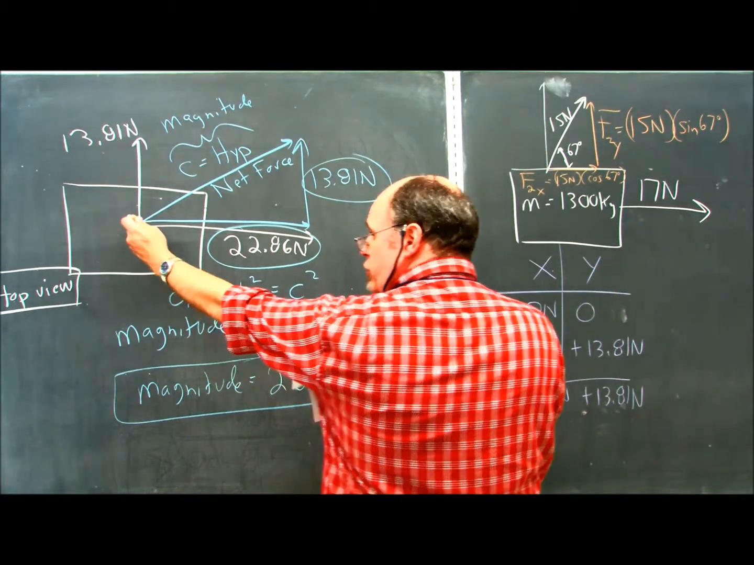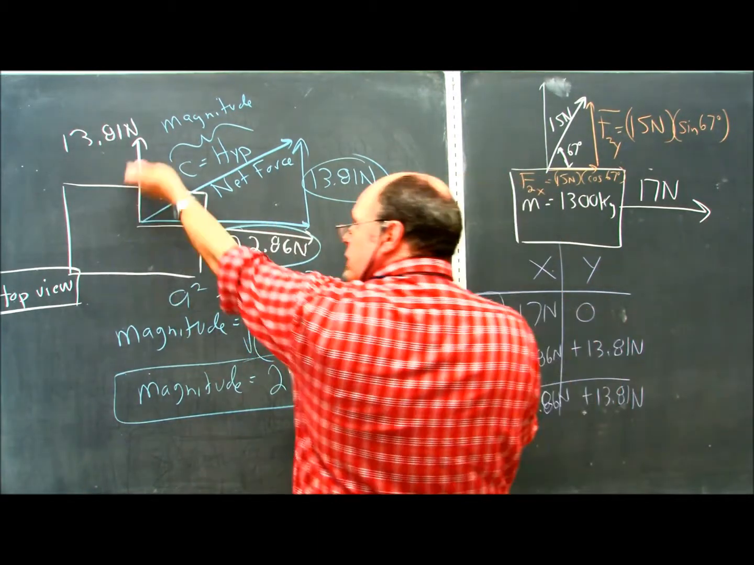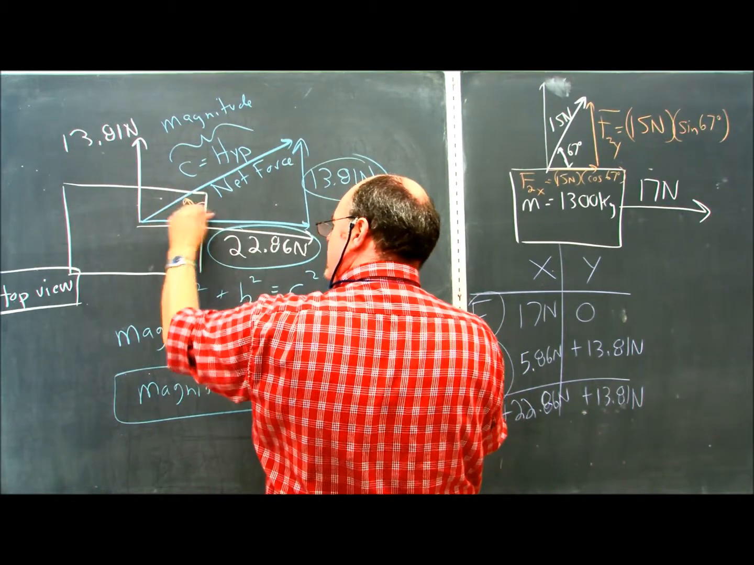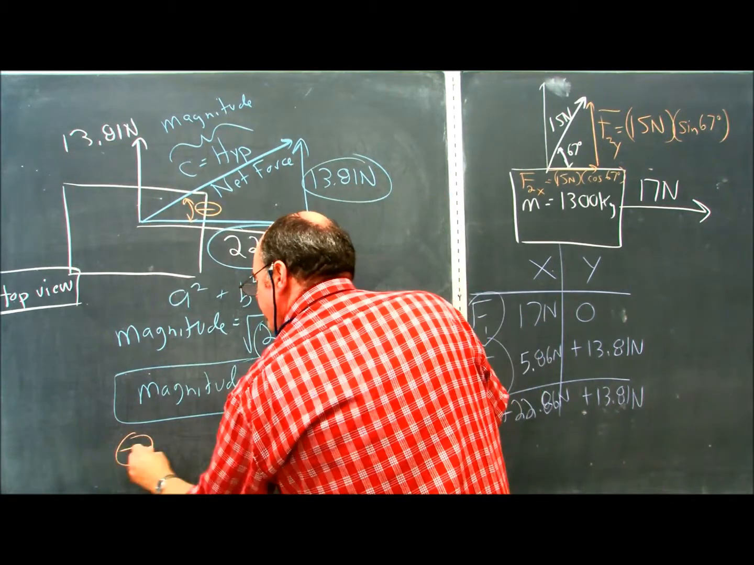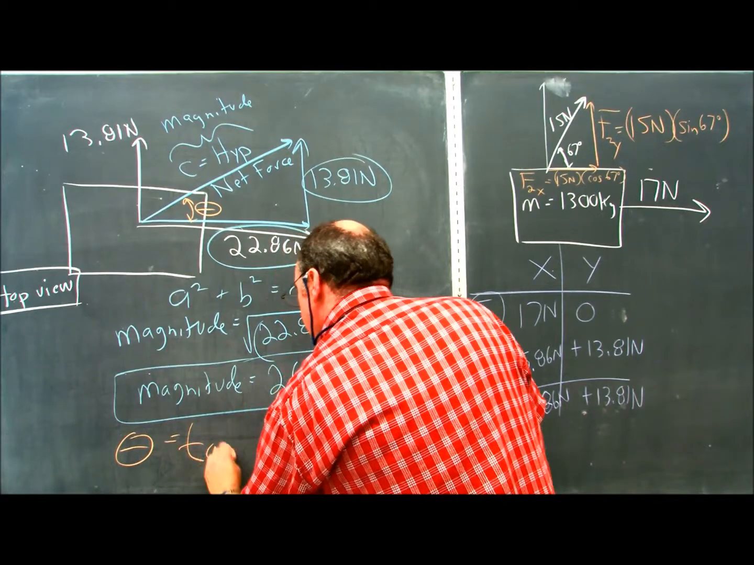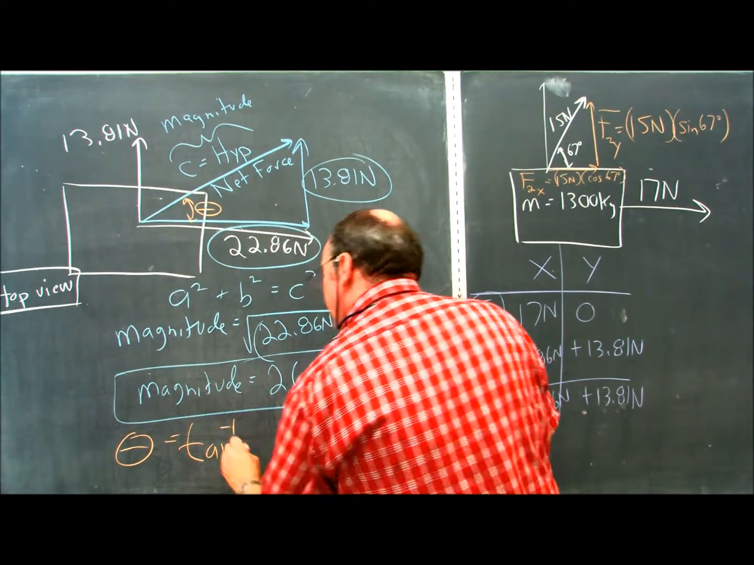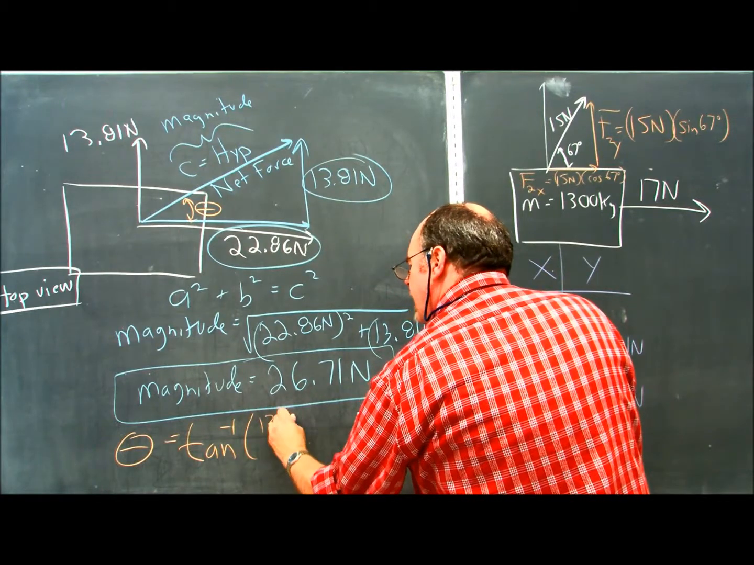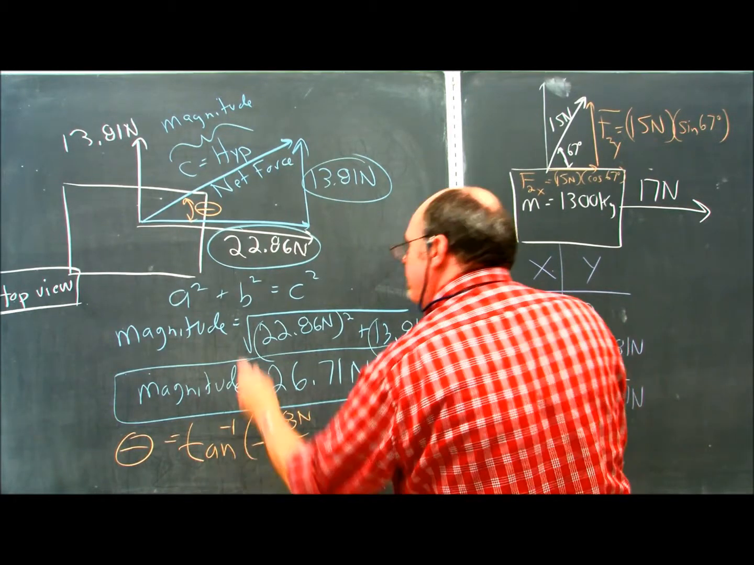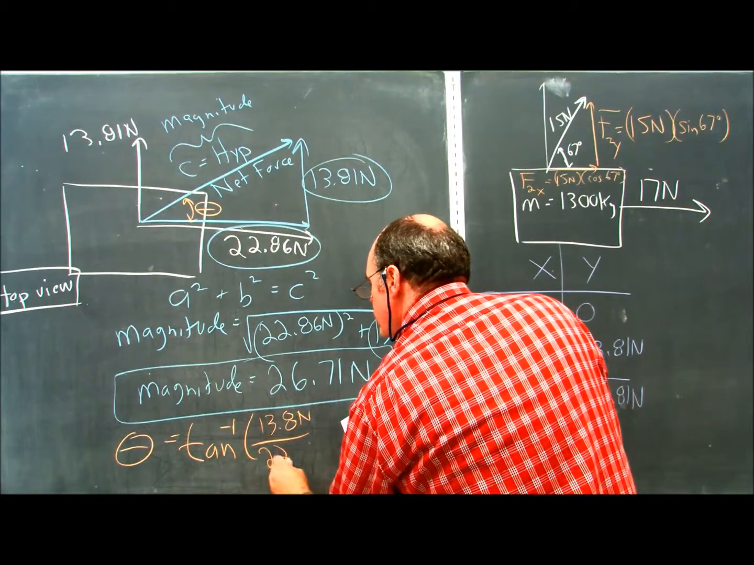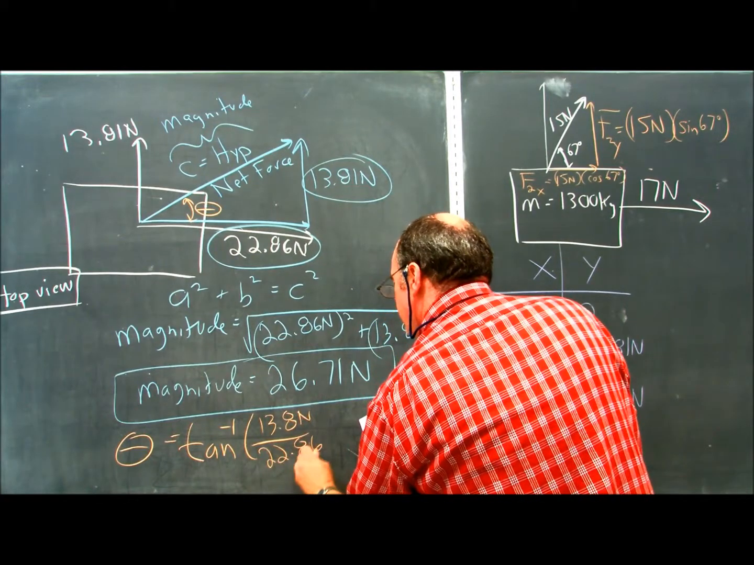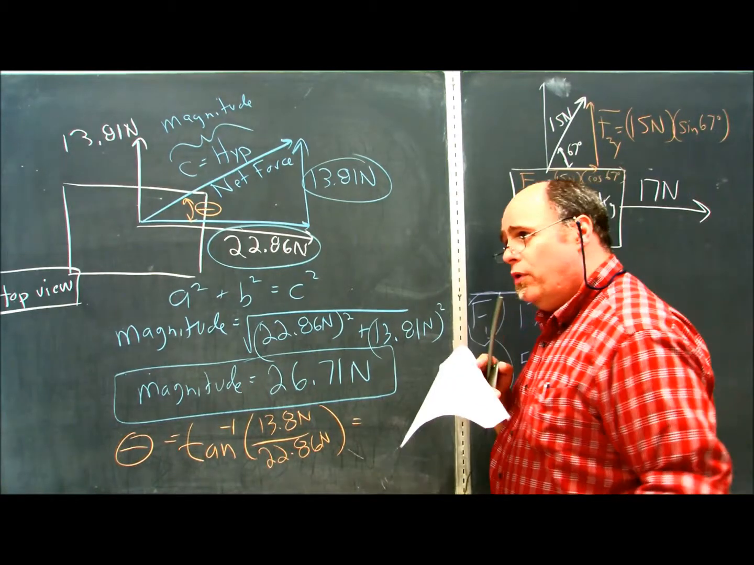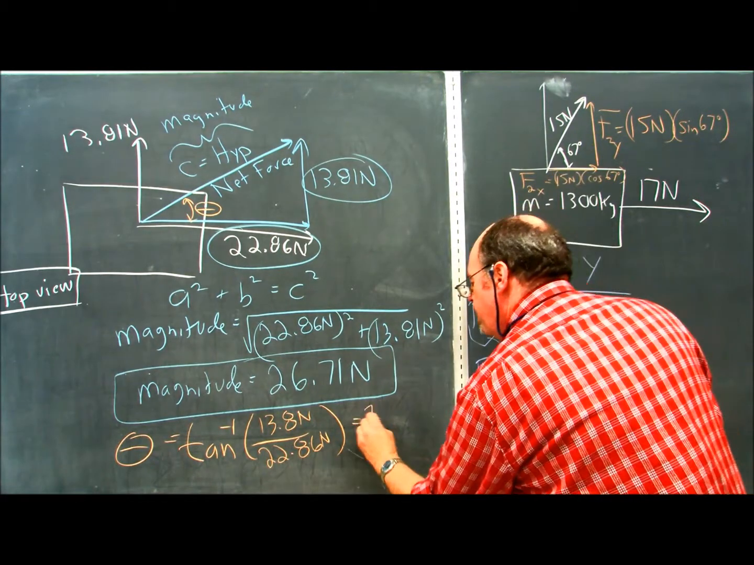Well, it's being pushed kind of a lot to the east and a little bit less going to the north, so it's going to be going this way. I'm looking for this angle in here. So you get the angle by saying the tangent inverse, or tangent minus 1, of the y piece, 13.8 newtons, divided by the x piece, 22.86 newtons, and that'll give me an answer of 31.1 degrees northeast.